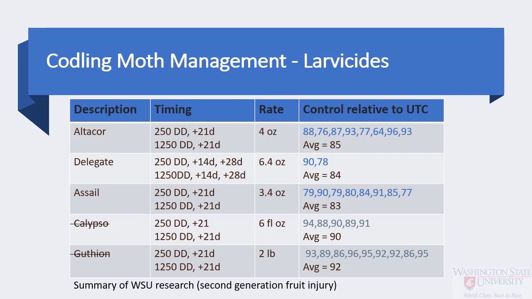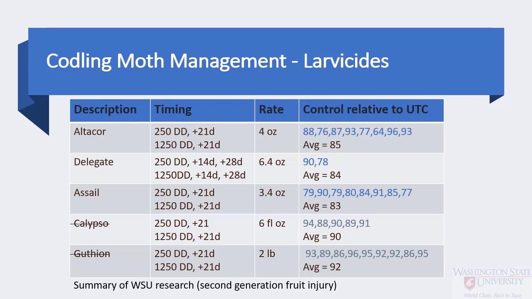Here's a summary of some past WSU testing of larvicides. This is a direct comparison of season-long programs with these products targeting only codling moth larvae. Even though some of these compounds aren't used anymore, I've included them here as a comparison because the concepts I'd like to get across are still valid. It's generally thought that you need greater than 90 to 95% control to keep a population from growing.